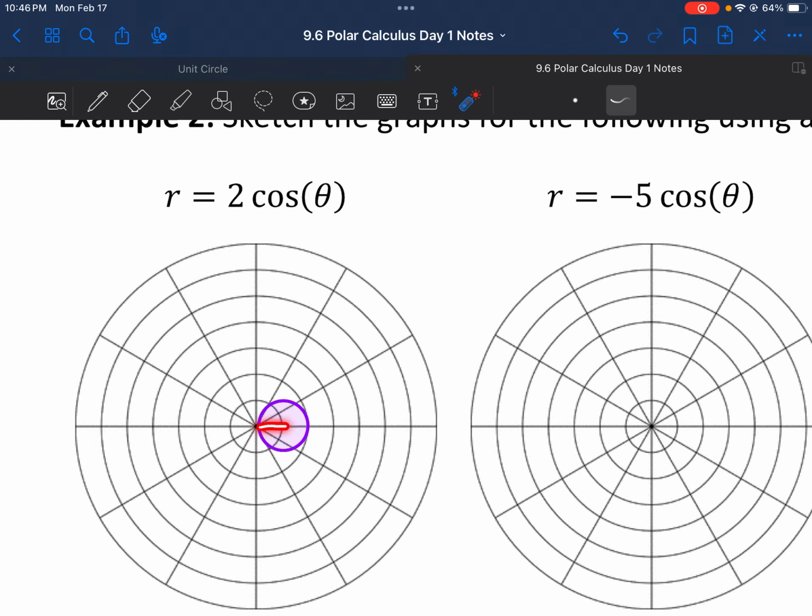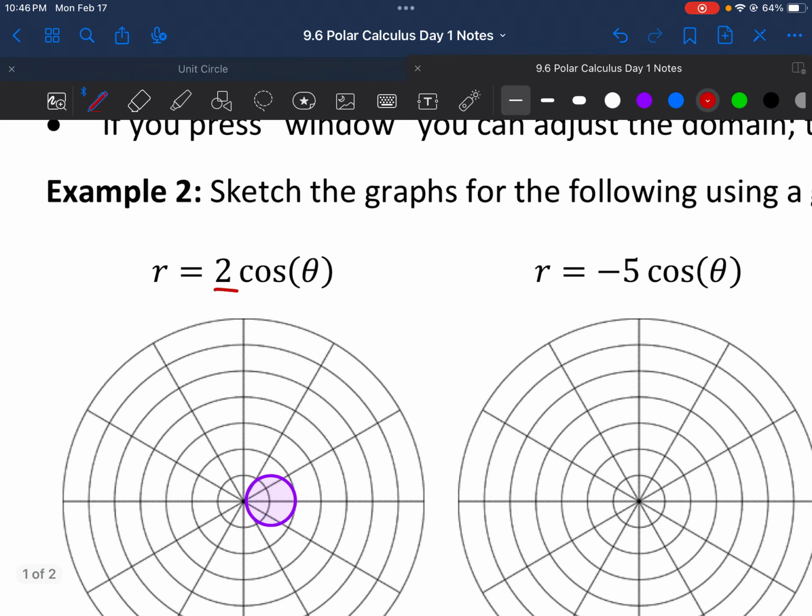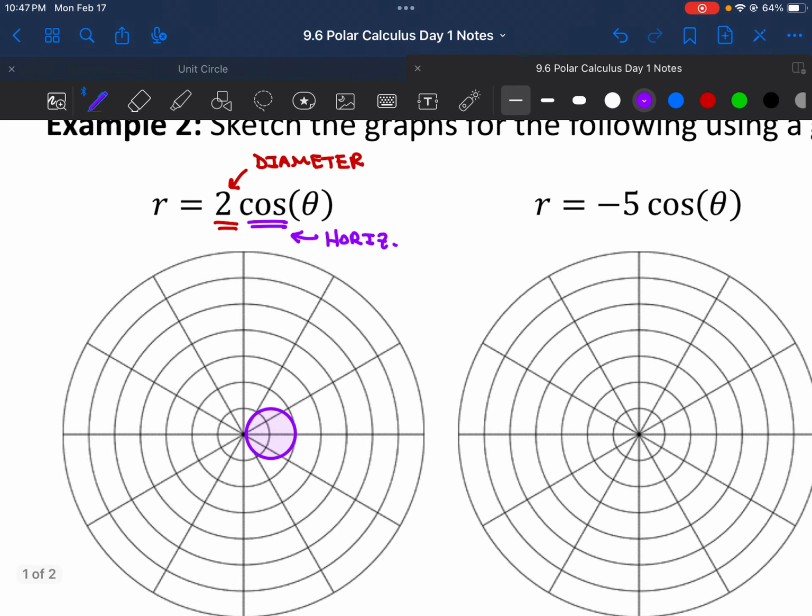Okay, diameter of 2, cosine being the horizontal direction. And since it was a positive cosine, on the right side of the pole, not the left side.